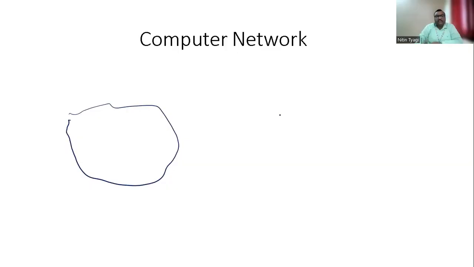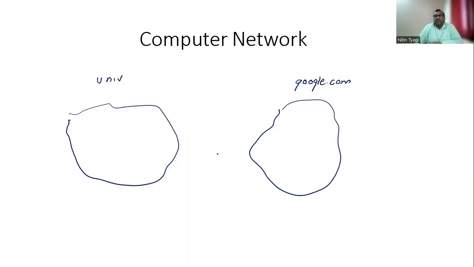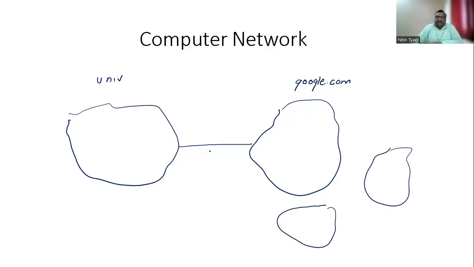Suppose you are sitting in university, right? And from university, you just want to access google.com. You just want to access google.com from university. So you need the network. You need the network. And in the network, there are a number of networks available, right? Because you are working with the internet.